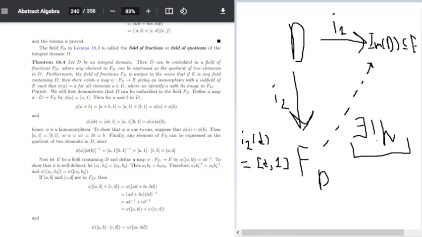Alright, proof. We will first demonstrate that D can be embedded into the field FD. Define a map phi from D to FD by phi of A is equal to A1. Then for A and B in D, phi of A plus B equals A plus B1 equals A1 plus B1 equals phi of A plus phi of B, and phi of AB is equal to AB1 is equal to A1 B1 is equal to phi of A phi of B. Hence, phi is a homomorphism.